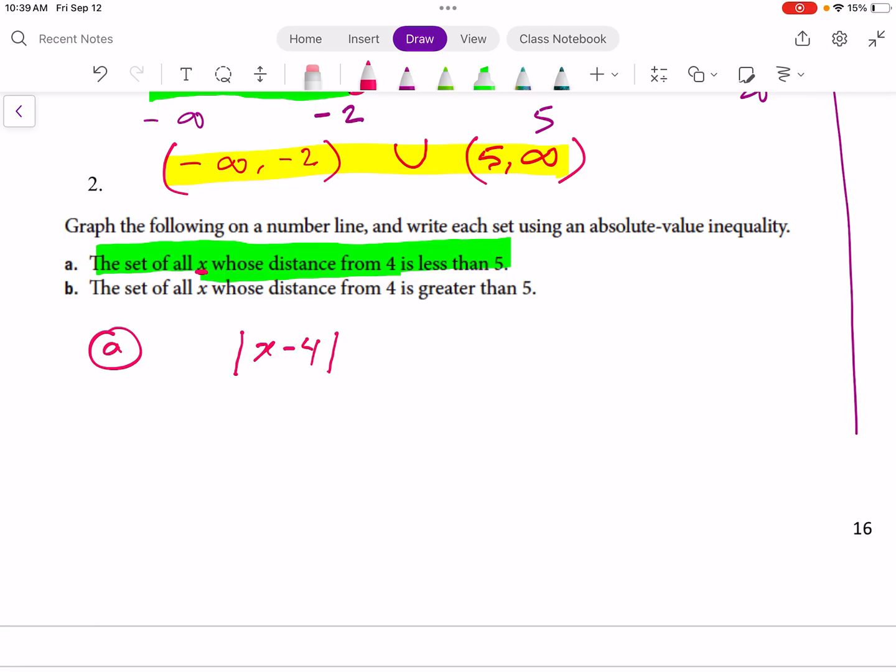To find the distance between any two numbers, we find the absolute value of the difference of those two numbers. So here we have x, one number, and the second number is 4. So the distance of x and 4 is the absolute value of x minus 4. This is the distance, and it is less than 5. Now what kind of inequality is this? Less than means this is the less than, and 5 is 5.